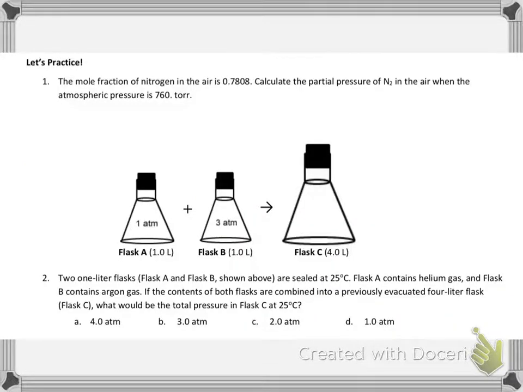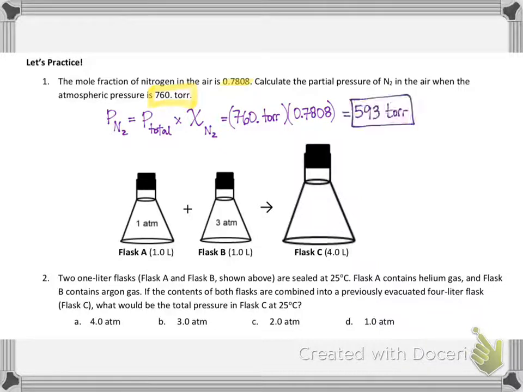So in the first problem, it gives you the mole fraction of nitrogen in the air. There's lots of nitrogen in the air, right? That's a pretty high mole fraction, 0.78. So we're going to calculate the partial pressure of nitrogen in the air if the atmospheric pressure is standard pressure, 760 torr. Well, this is very short and sweet. Remember, to find the partial pressure, you just take the total pressure times the mole fraction. That's it. So 760 times 0.7808, well, that gives you about 78% of the total pressure. That's the pressure due to nitrogen, which ends up being 593 torr.